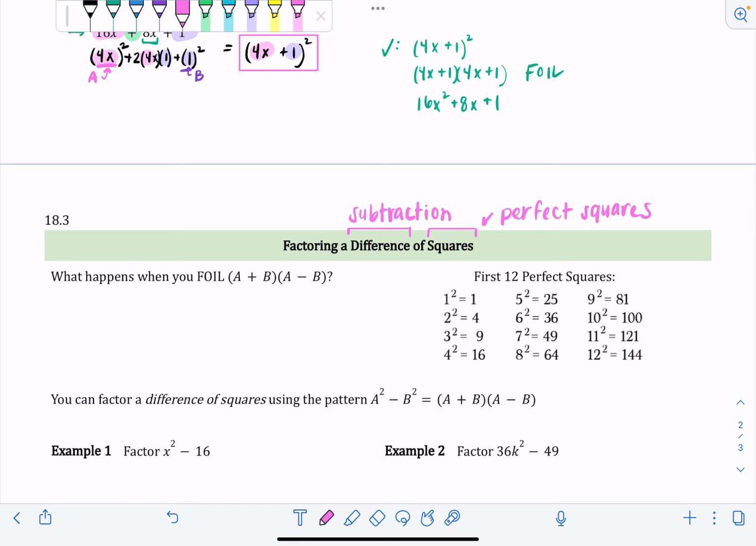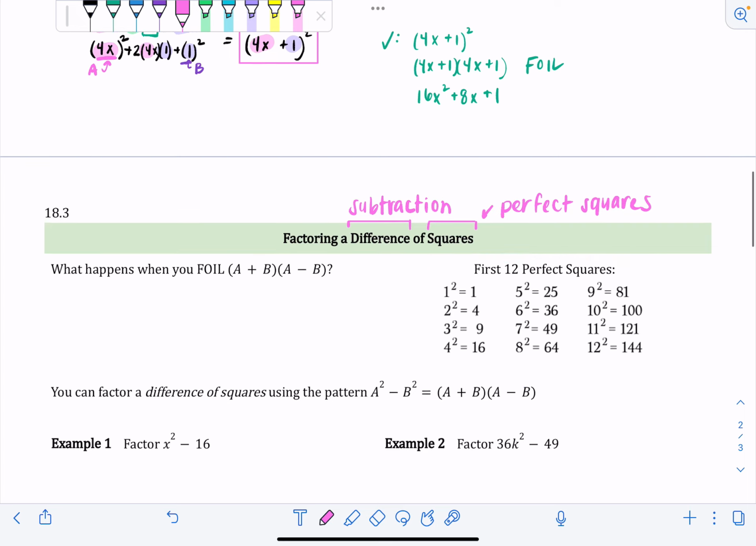So think like, what's the difference between 5 and 3? 2, because 5 minus 3 is 2. And then squares is referring to perfect squares. This is the same list from up above, so you don't necessarily need to write it down again. I just wanted it to be here for us to reference.